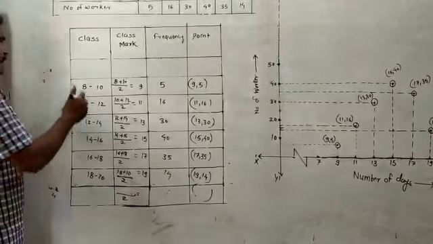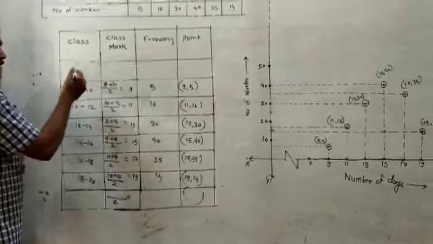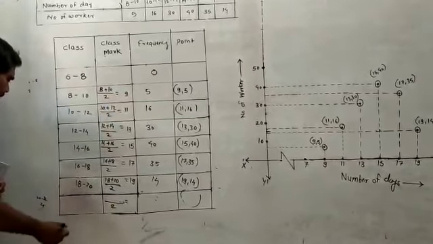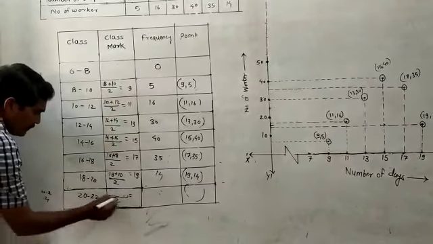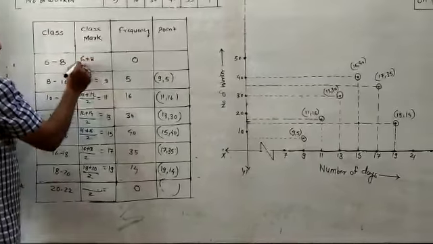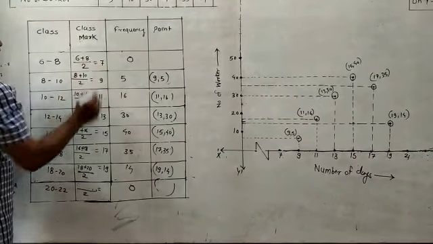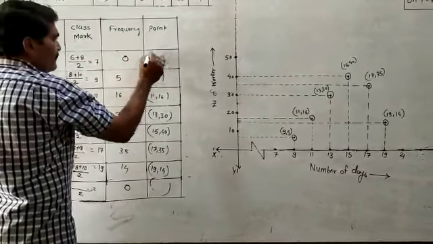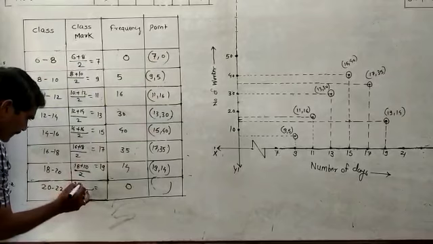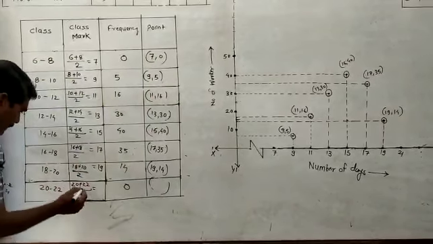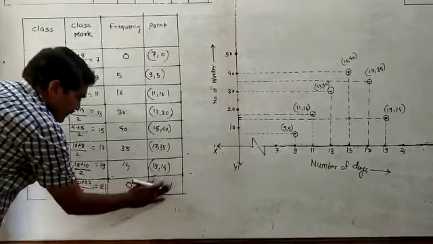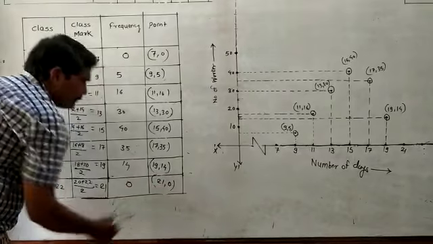And these classes are in continued position. You have to write that class. This class will come 6 to 8 and their frequency will come 0. And the last class will come 20 to 22 and their frequency you have to consider as 0. Then you have to find out the class mark. 6 plus 8 divided by 2 is equal to 7, and the coordinate of the point is 7, 0. Here the class mark of 20 to 22: 20 plus 22 divided by 2 will come 21. And the coordinate of this point will come 21, 0.